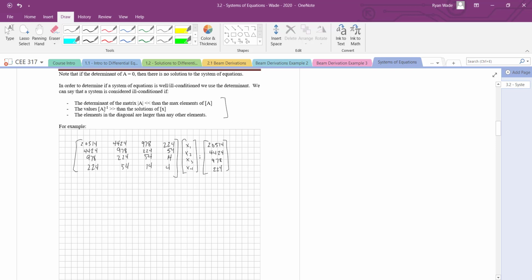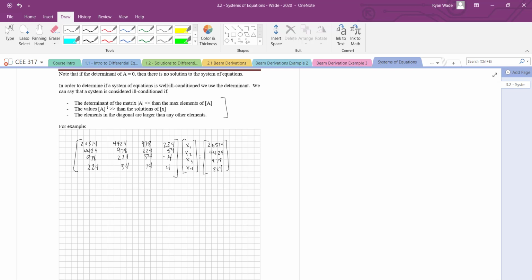Now you can see, based on the conditions that we have above, this is an ill-conditioned system. We're already meeting the condition that the elements in the diagonal are larger than any of the other elements. Our 20,514 is much bigger than 4. It's also much bigger than 14 and 54, even 224.